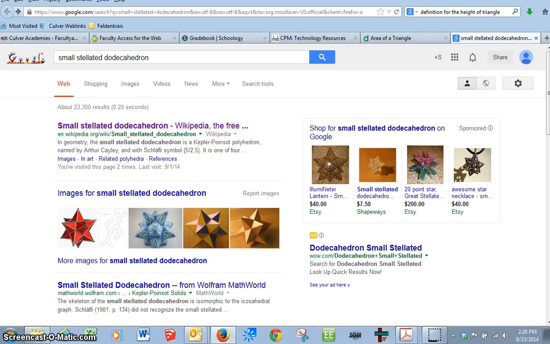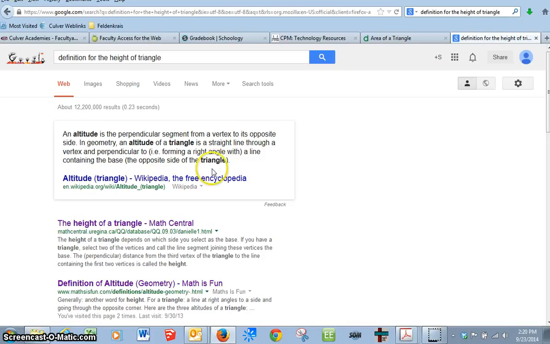So let's see if we can get some clarity on the height of a triangle. On altitude, sometimes we call the height of a triangle an altitude. An altitude is the perpendicular segment from the vertex to its opposite side. In geometry, an altitude of a triangle is a straight line through a vertex and perpendicular to a line containing the base.